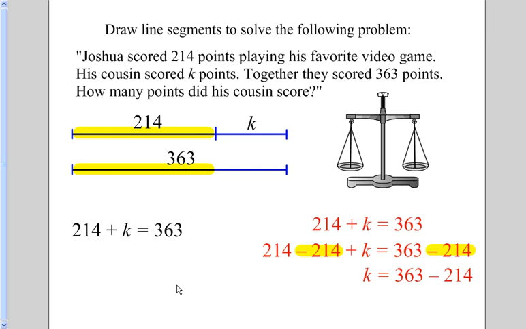K equals 363 minus 214, and we've already done that. The answer to that, as we found out just a few minutes ago, is 149. K equals 149. That's the answer to this problem.